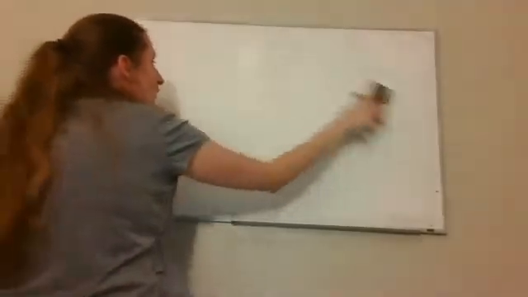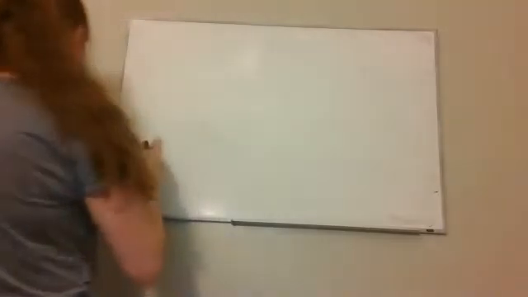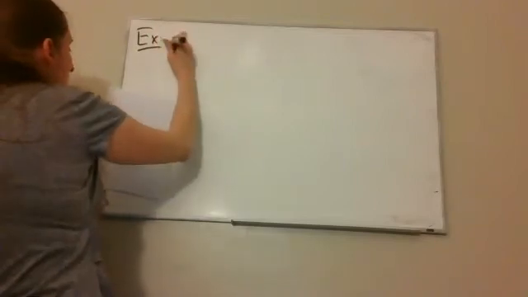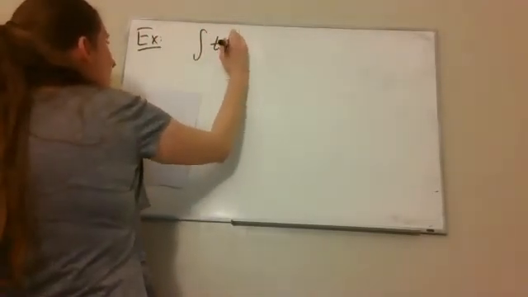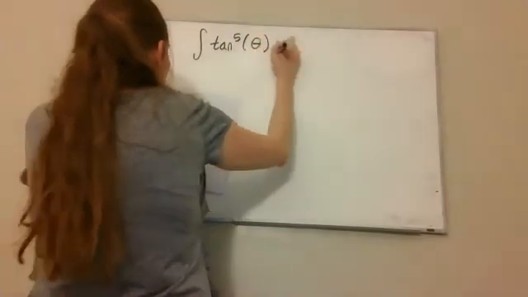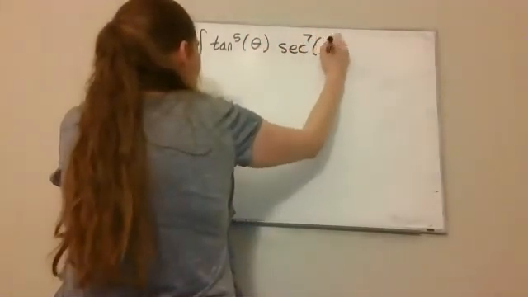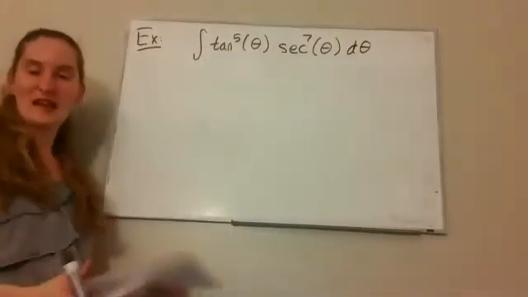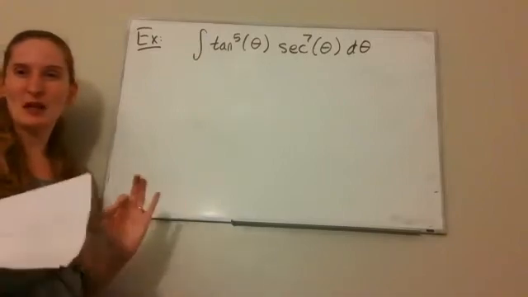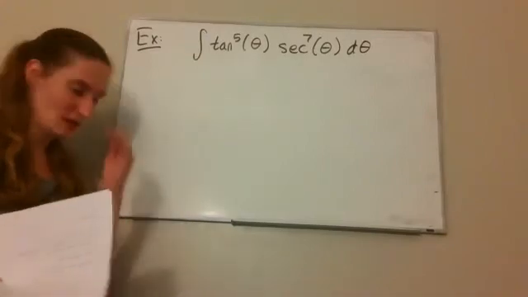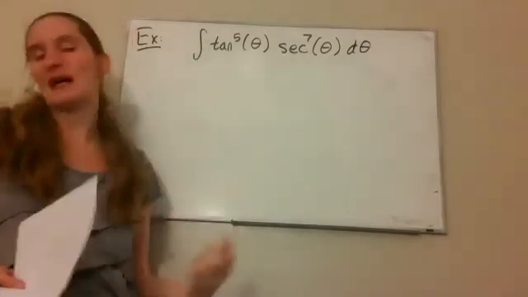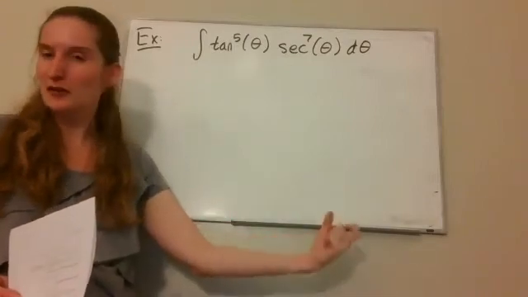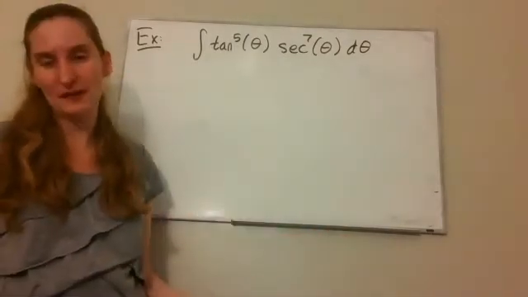Let's do another one involving tangents and secants. The integral of tangent to the 5th of theta times secant to the 7th of theta d theta. Now, I'm going to use that same trig identity from last time, but I'm going to go about it a little bit different this time. So on the last one, we had even powers of tangent and secant. And so I just separated off a secant squared to serve as my du and did a u equals tangent.